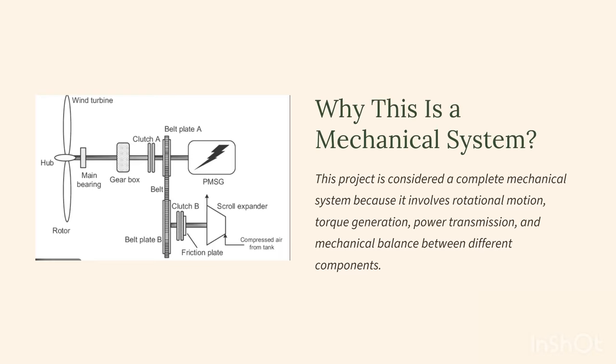The system also involves power transmission. The mechanical power generated at the blades is transmitted through the shaft and gearbox to other parts of the system. This shows how mechanical energy is transferred between components in a controlled and efficient way.